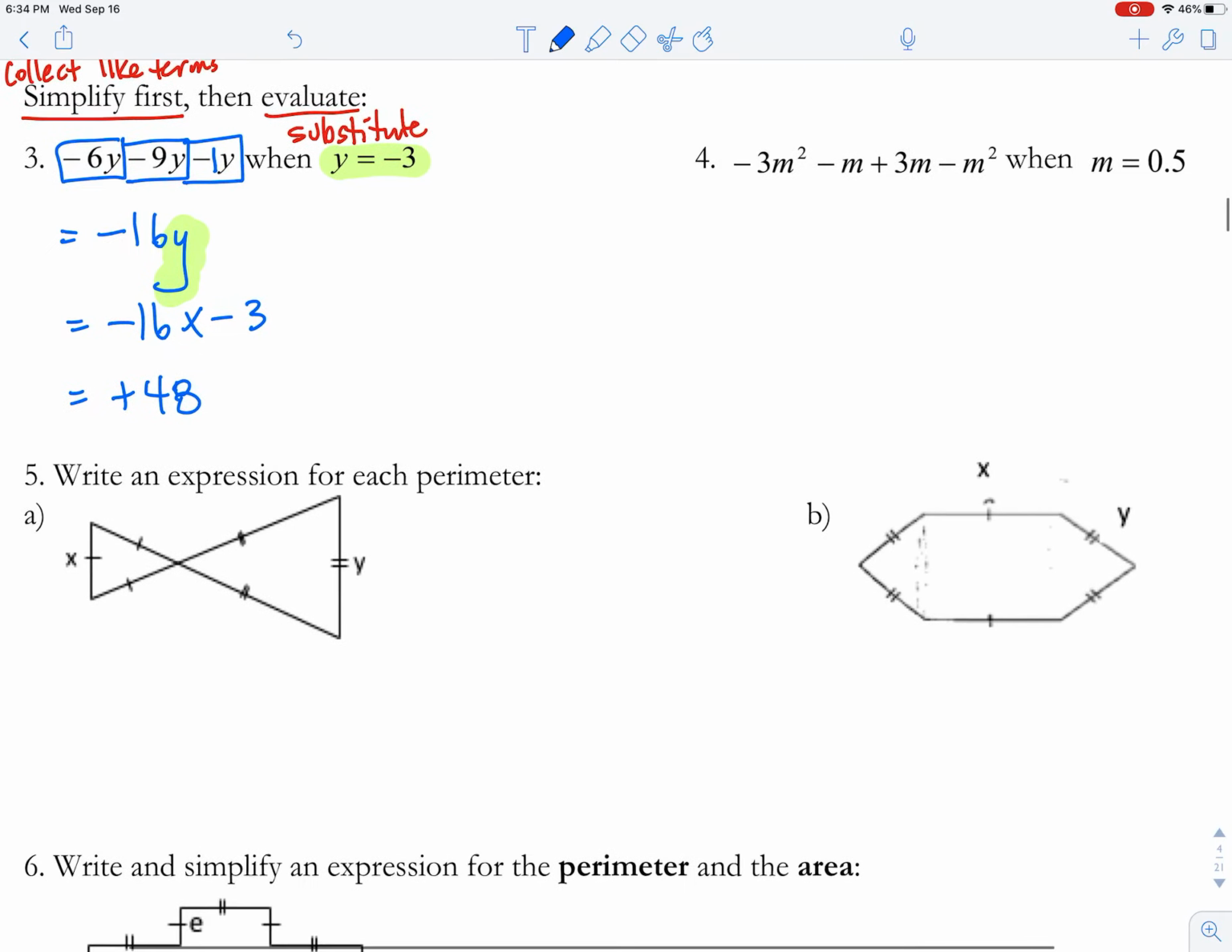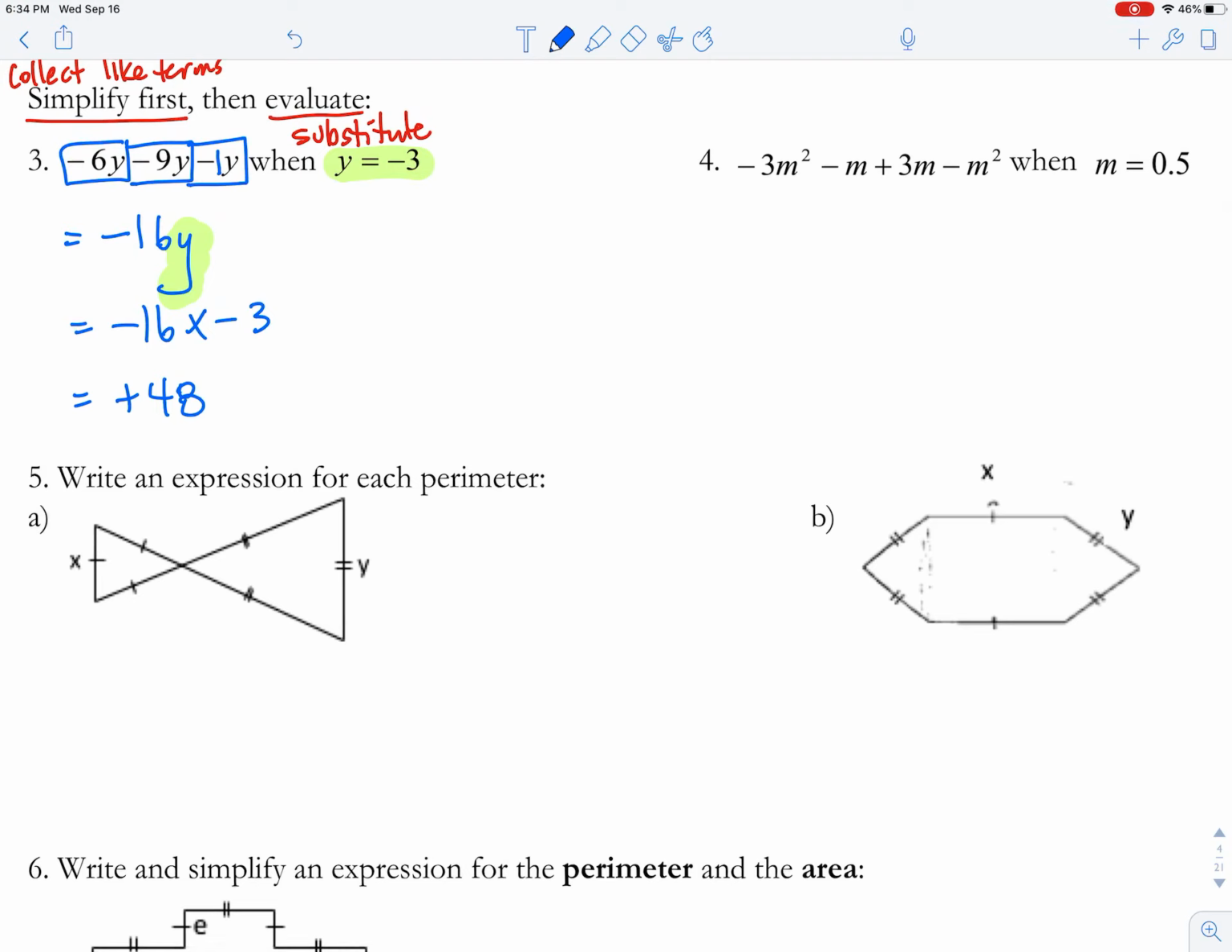For question 4, we're going to simplify first, which means collecting like terms. So we have minus 3m squared, and then there's another minus m squared, because remember the sign goes with whatever comes after it. So if I take away 3m squared and then take away 1 more m squared, I'll be at minus 4m squared. And then minus m plus 3m is going to leave me with plus 2m.